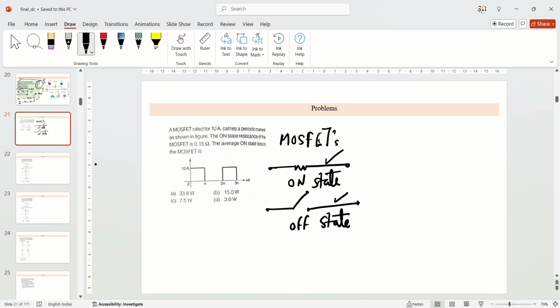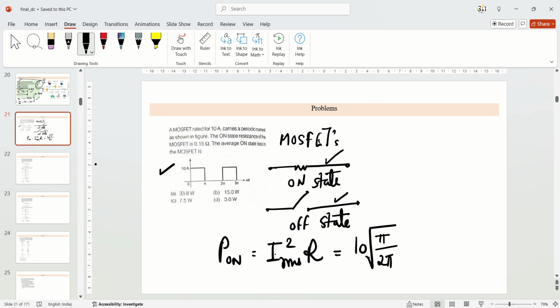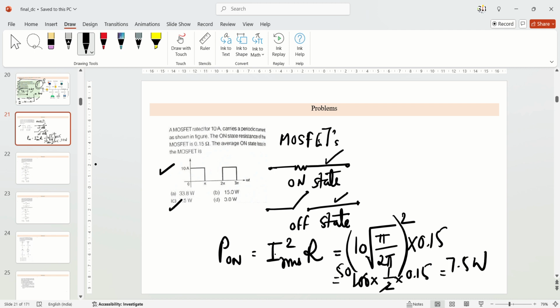If you see the on-state power loss, it's actually I RMS squared times R, because it's a resistor. So what could I RMS be? If you look at the figure itself, it's 10 root pi, divided by 2 pi, the whole squared, multiplied by the resistor. What will it come to? 100 times 1/2 minus 0.5 gives 50. It will come out to be 7.5 watt. So option C is correct.